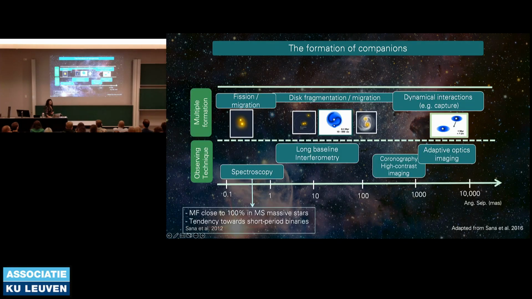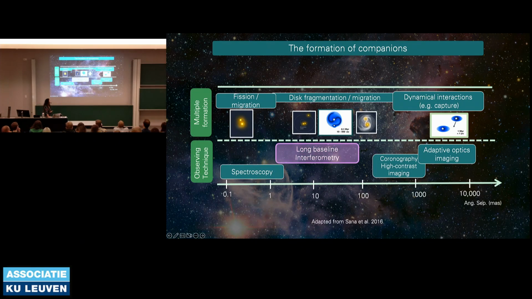Good, so I adapted this sketch from the paper of Hugues Sana 2016, just to show you how we can probe the different multiple formation channels based on the different observing techniques. Spectroscopy was used in 2012 to show that nearly 100% of massive stars are found in multiple systems, and that there is a tendency towards short period binaries, because with spectroscopy, of course, you are probing very short or tight systems.